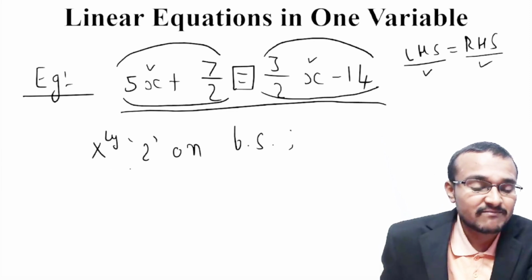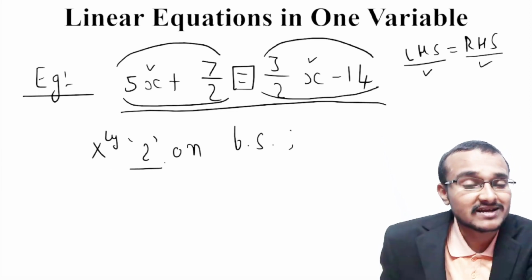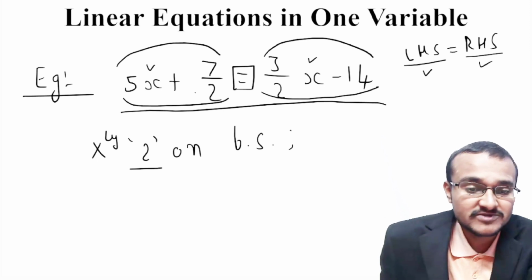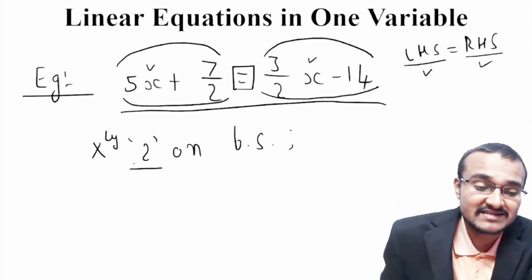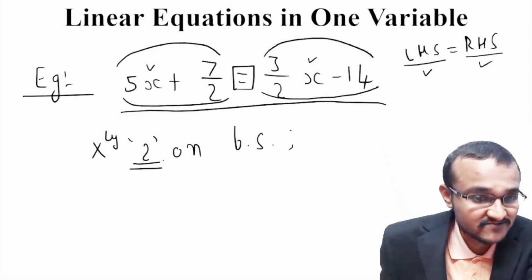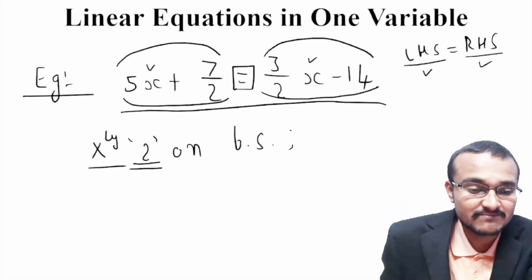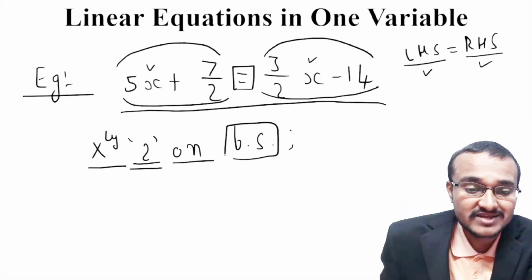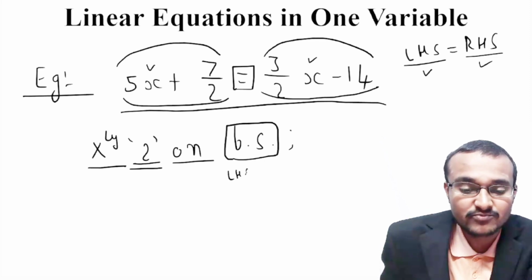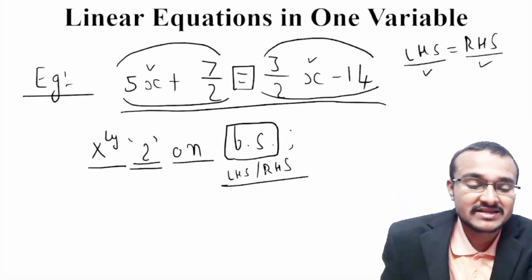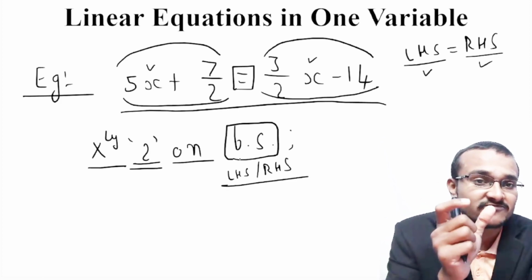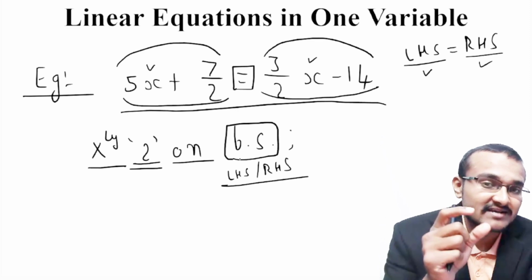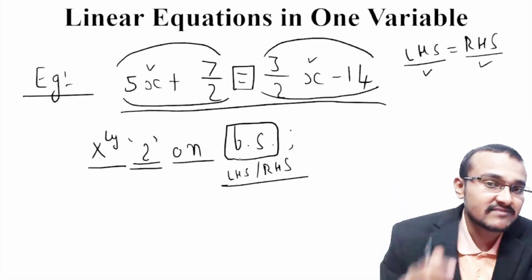So here, if I am multiplying 2 on LHS for all values which are present on LHS, then I should multiply that 2 for RHS as well. So that's why I am putting multiply 2 on both sides. That means both LHS and RHS. So for both LHS and RHS, you should actually multiply this 2. Then only the equation will satisfy. The equality between LHS and RHS will be satisfied.